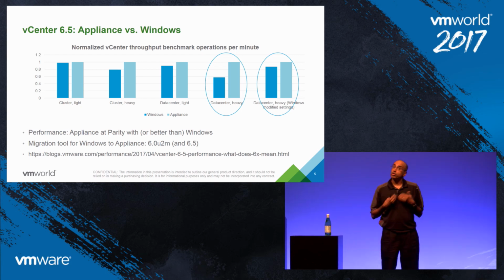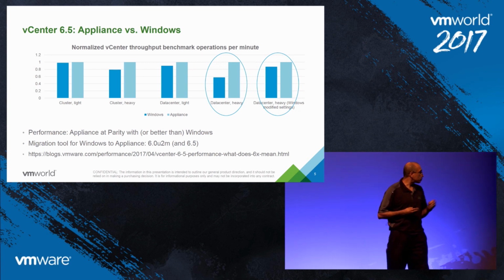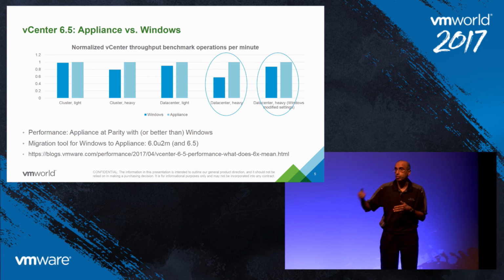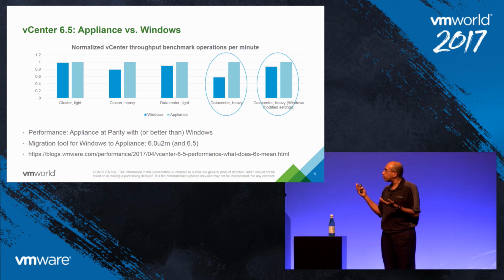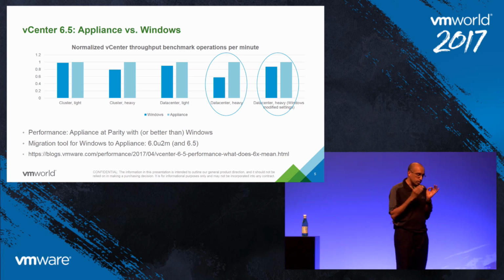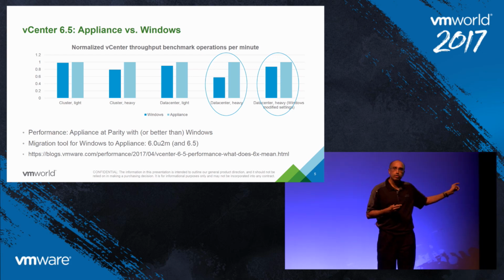As most of you know, there is a migration tool for the appliance. It started with 6.0 U2M and now 6.5. And if you have questions about the sorts of changes that went in to get us to this sort of performance, I wrote this blog article.